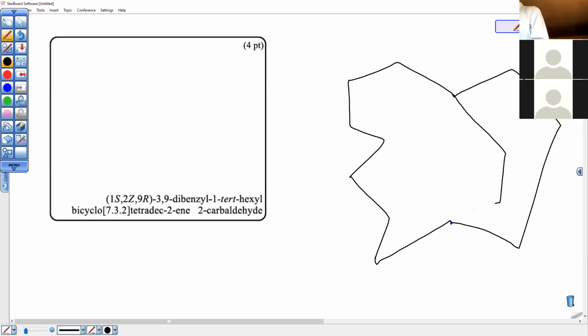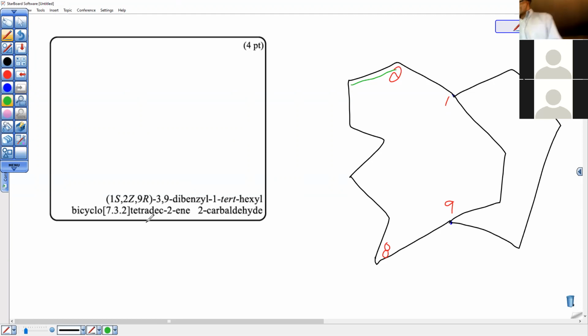1, 2. And we have stereo centers on 1 and 9 for sure. You're the boss. You decide maybe this is 1 and this is 9. And that would make this 8 and this 2. Biggest bridge first. And you're going to put benzyls on 3 and 9, but on 2 you have a double bond. 2 has a double bond. A benzyl on 3 and an aldehyde on 2.